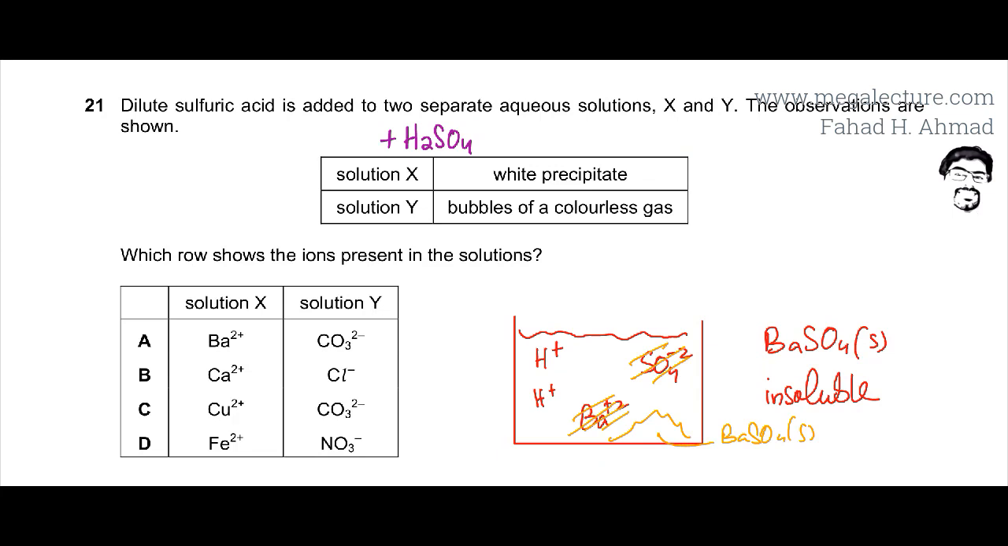And that would be a white precipitate, because group 2 compounds are always white. So this is correct. A white precipitate would be formed. BaSO4 is going to be a white solid. And let's look at the next one.